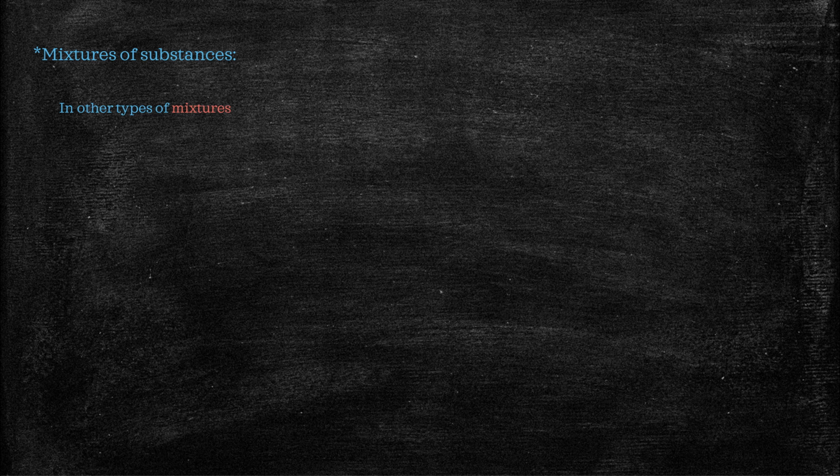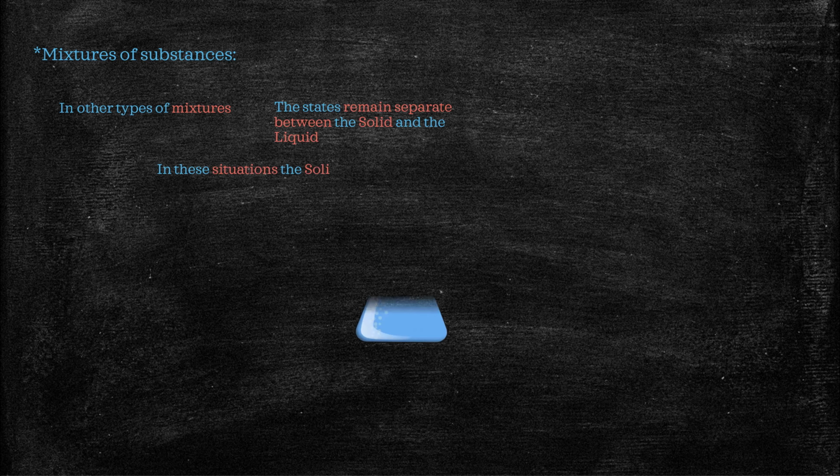In some other types of mixtures, the states remain separate between the solid and the liquid. In these situations, the solid part is broken up into small particles, droplets, or even bubbles inside the liquid.